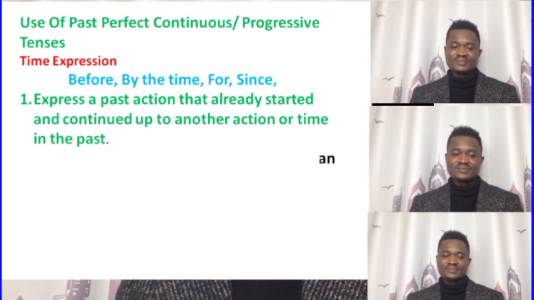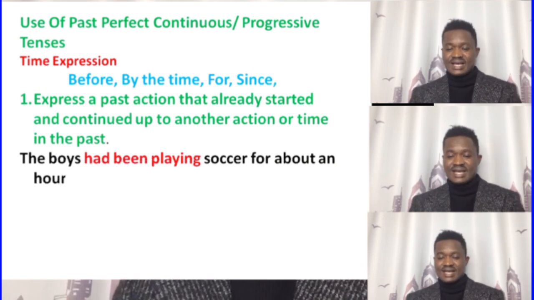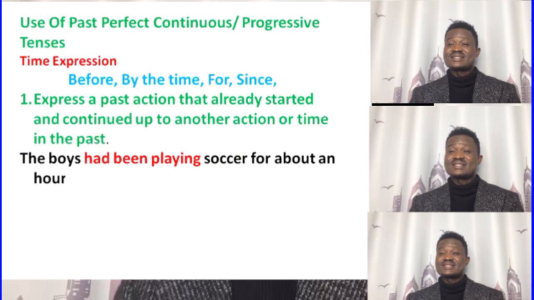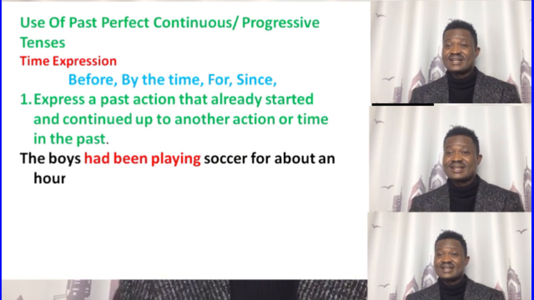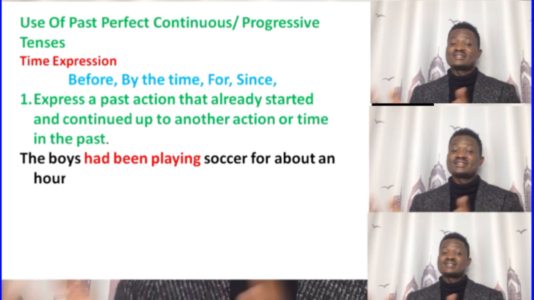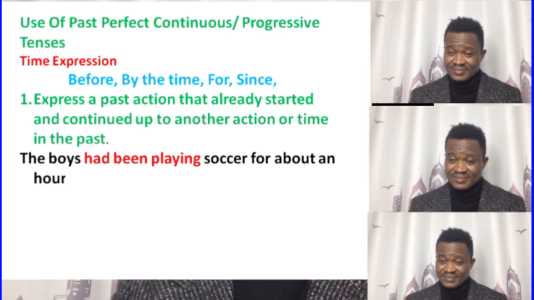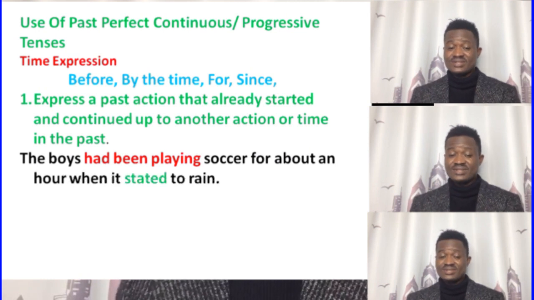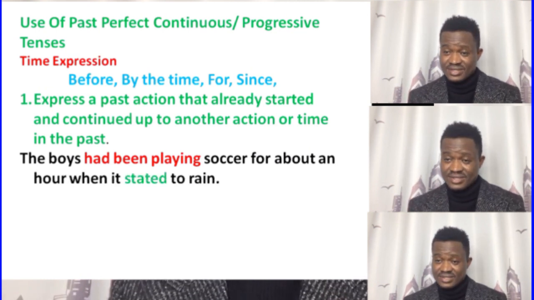So let's see the example here. The boys had been playing soccer for about an hour. So this is an action that started in the past and was still going on in the past. All right. So it continued up to another action. So the other action is what? When it started to rain.